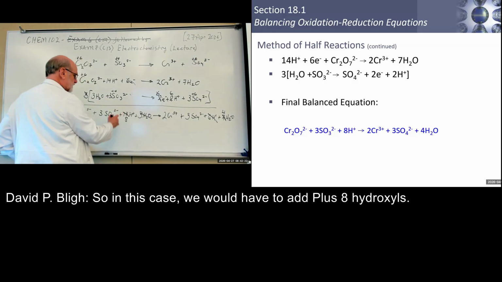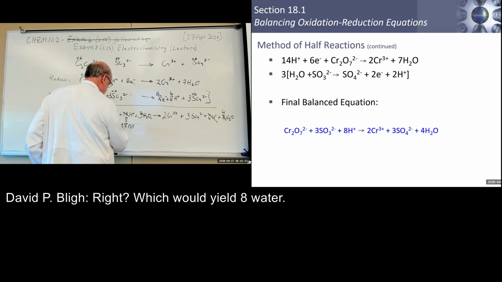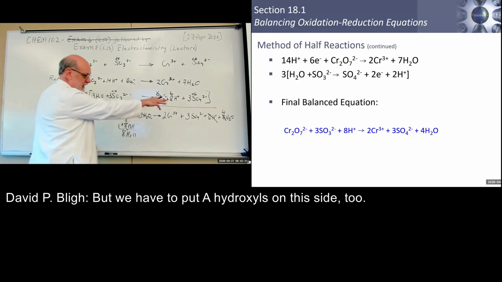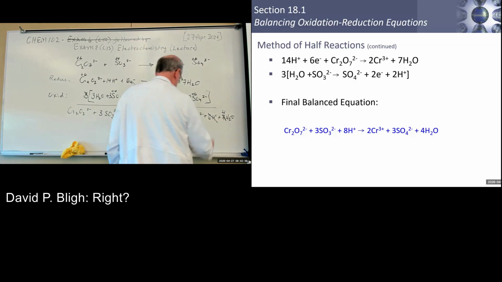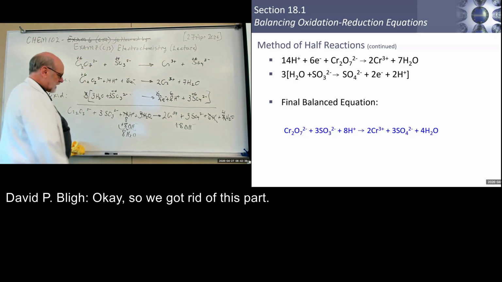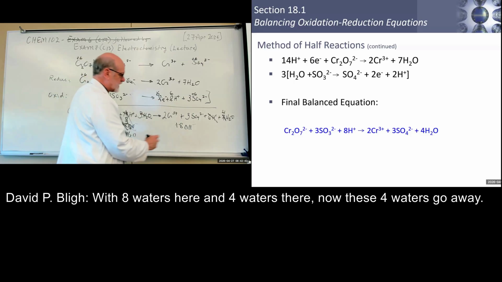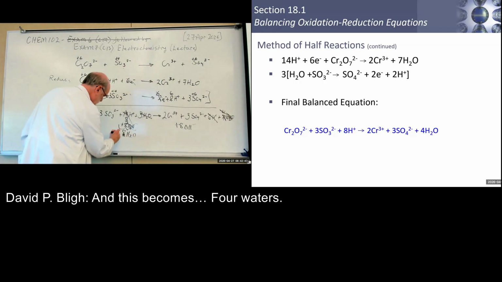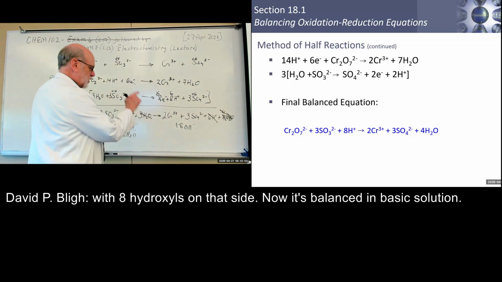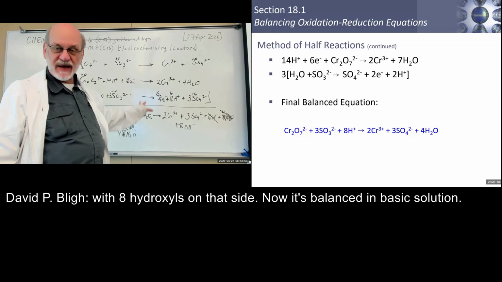So in this case, we would have to add plus 8 hydroxyls, which would yield 8 water. But we have to put 8 hydroxyls on this side too. Okay, so we got rid of this part. With 8 waters here and 4 waters there, now these 4 waters go away, and this becomes 4 waters with 8 hydroxyls on that side. Now it's balanced in basic solution.